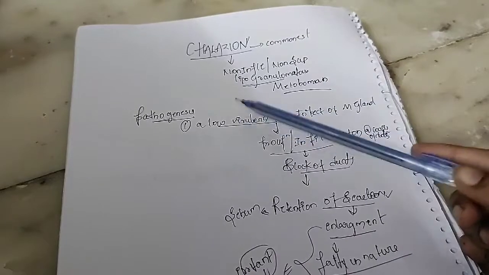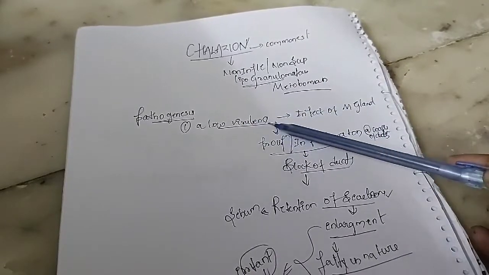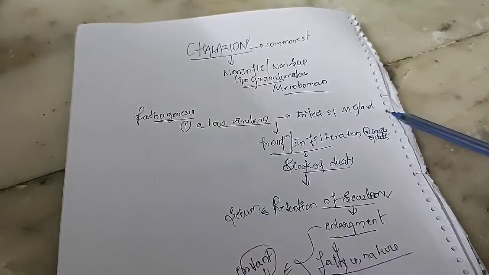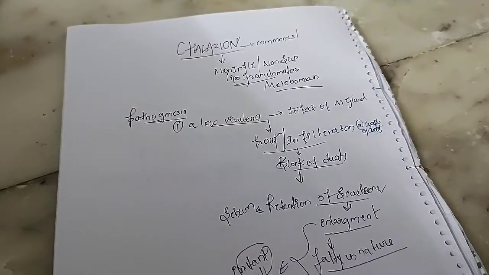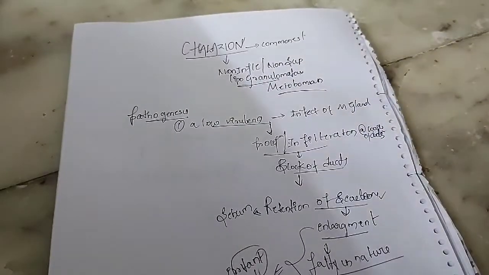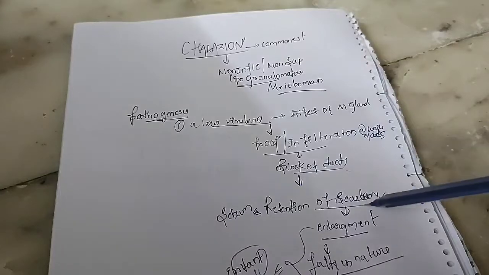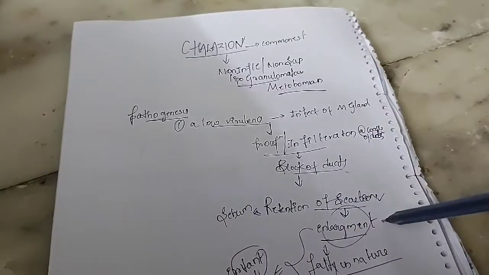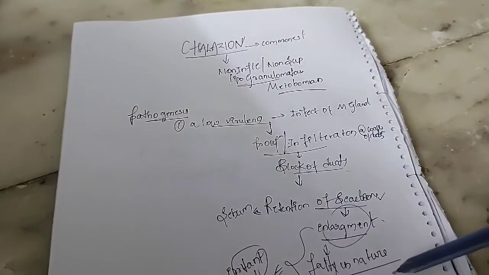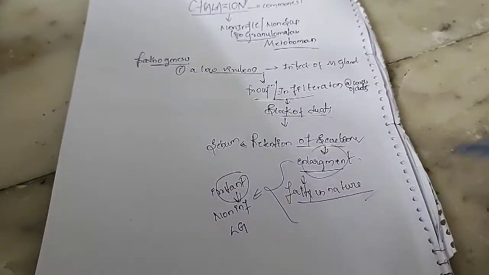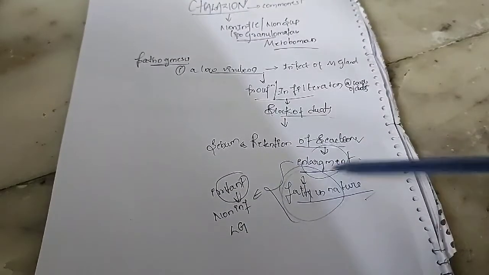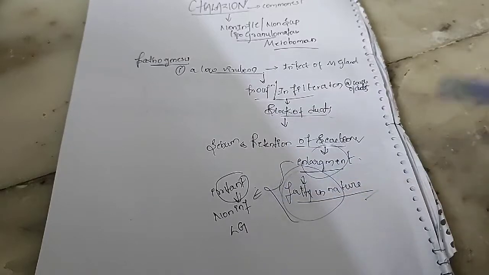Talking about pathogenesis, first a low virulence microorganism infects the meibomian gland, which leads to proliferation and infiltration of the walls of the ducts, which leads to blockage of ducts, because of which there will be retention of secretions, which is the sebum, which leads to enlargement of the gland. All these secretions, which are mainly fatty in nature, act as an irritant, and they excite a non-infective lipogranulomatous inflammation. So that is about the pathogenesis of chalazion.